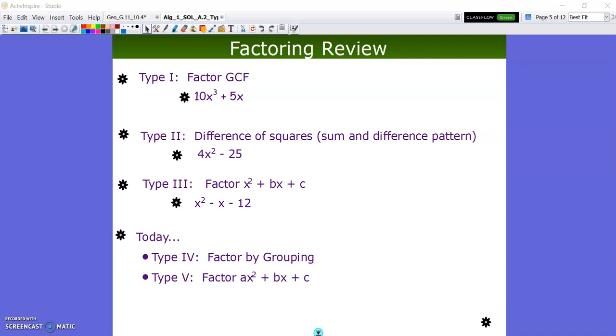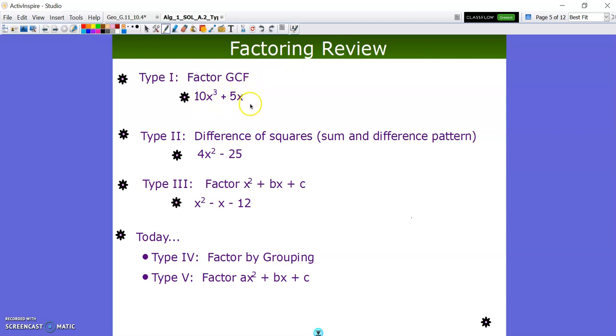All right, welcome back. This is another factoring video on how to factor polynomials. We'll start with a review of type 1 and type 2 and type 3 factoring. Type 1 factoring is when we factor out a GCF. So see if you remember, the GCF is the greatest common factor.